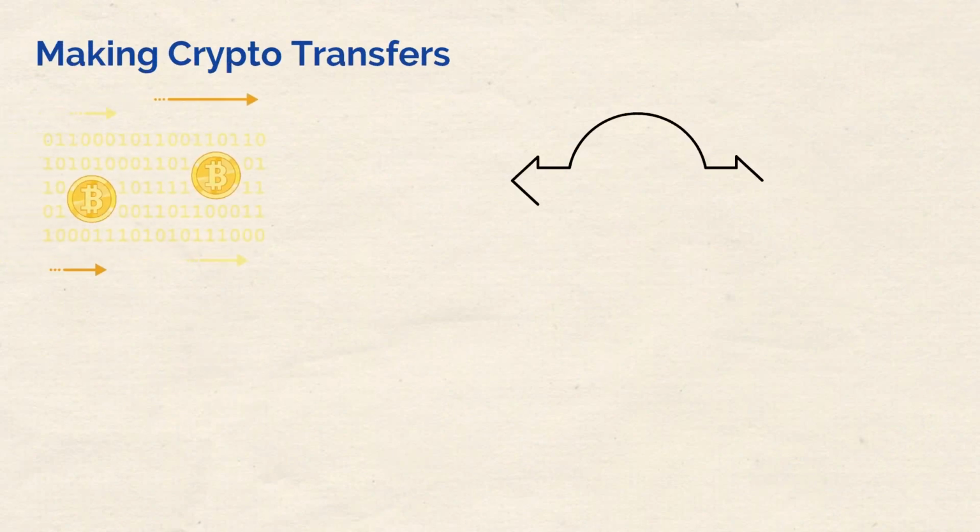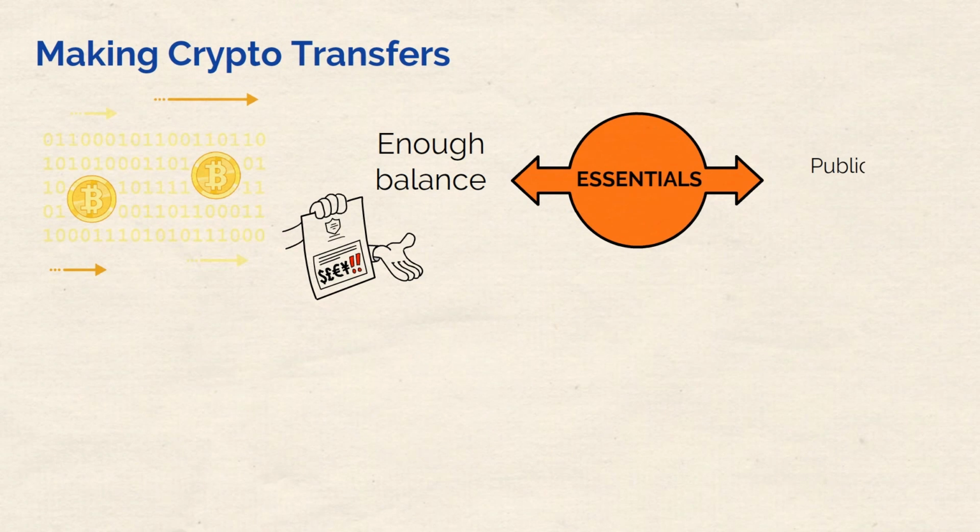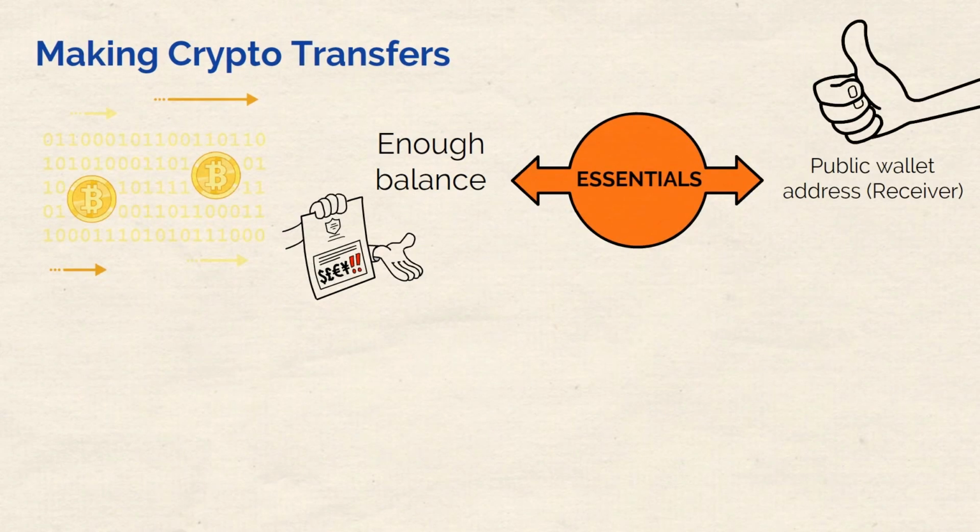Before you transfer crypto from your Metamask wallet, 2 essential points need to be covered. Firstly, there must be enough balance in your account to complete the transaction, including paying all the fees required. Secondly, you will need the public wallet address of the person you are sending this crypto. If you have both of these things, then let's get going.